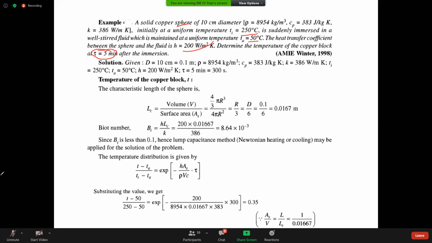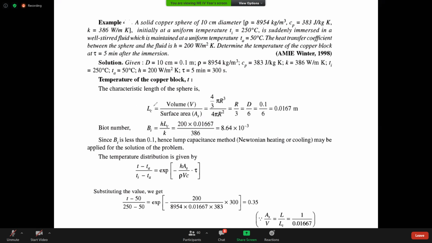Reverse. In the previous case, he asked you to calculate the time. In this case, he asks you to calculate the temperature. The time is given, 5 minutes, so convert it into seconds. There are two different cases here: one is that the geometry is different, and the second is that the question is different, asking you to calculate the temperature.